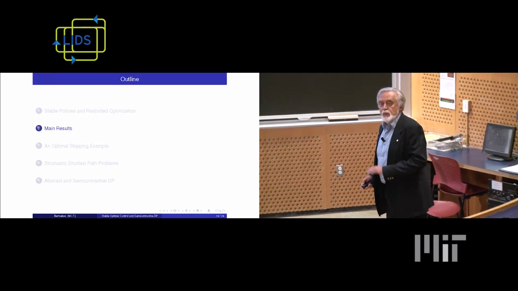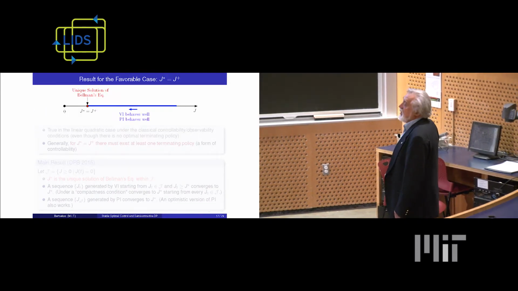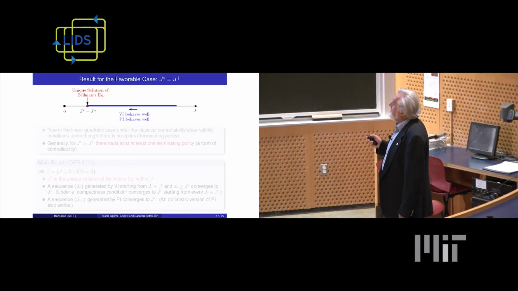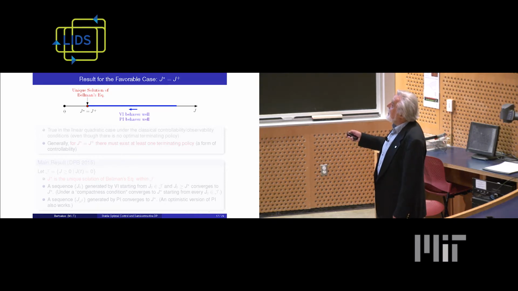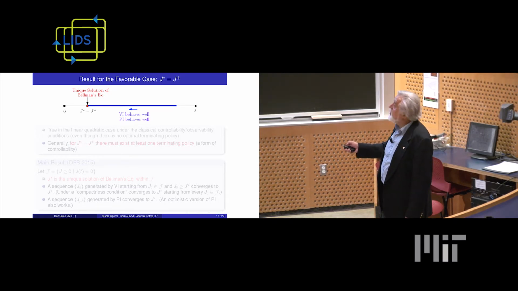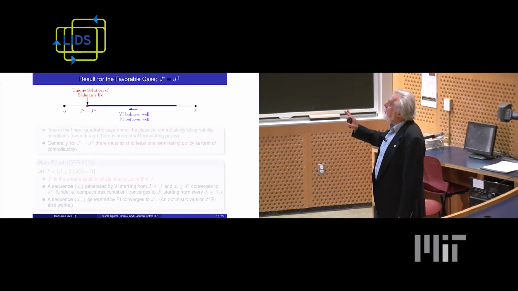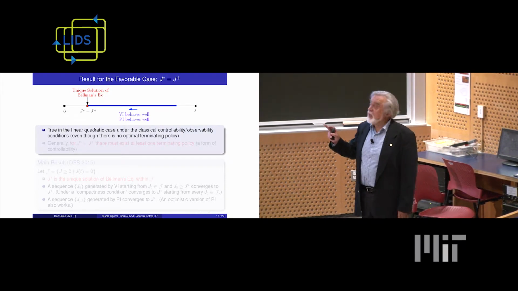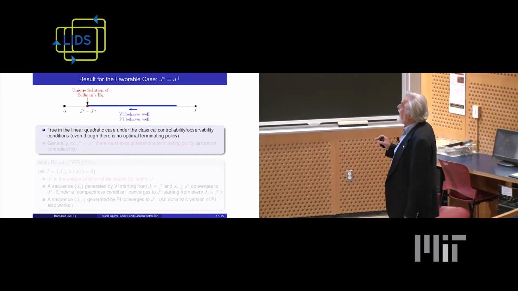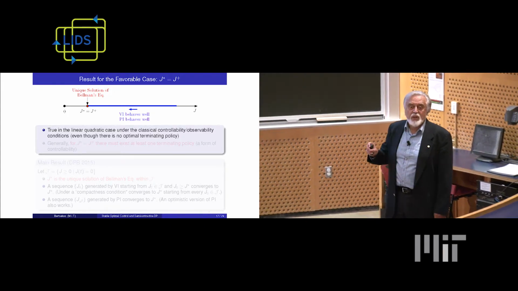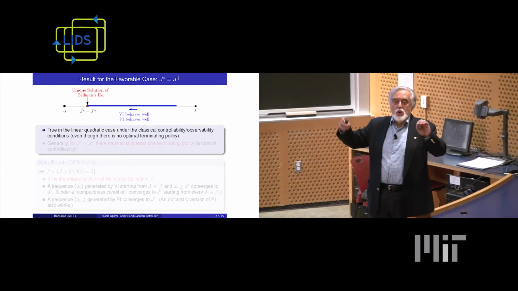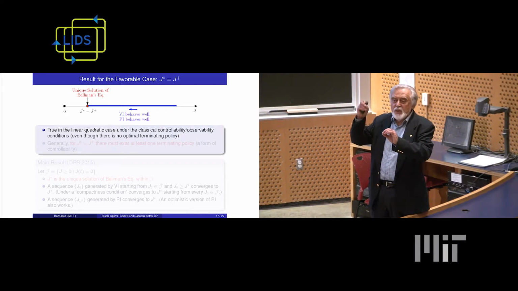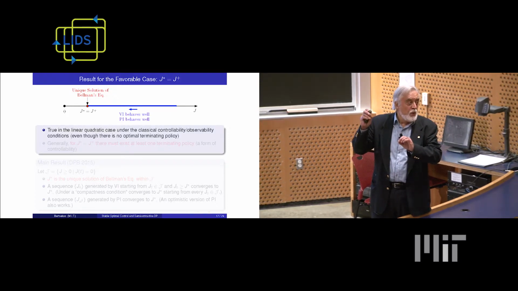Okay, so now let me state precisely what you can prove. I'll start first with a favorable case where J star is equal to J plus. Then the result is that there exists a unique solution of Bellman's equation, which is just J star, and also, roughly speaking, value and policy iteration work well. Now, this favorable case occurs in the linear quadratic problem under the classical controllability and observability conditions. In the linear quadratic problem, the optimal policy is not terminating, but its cost can be approximated arbitrarily closely with a terminating policy under controllability and observability.